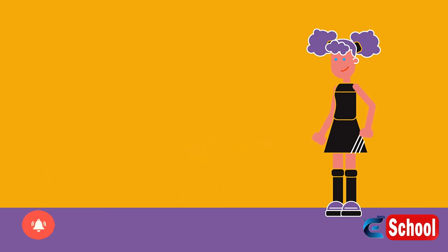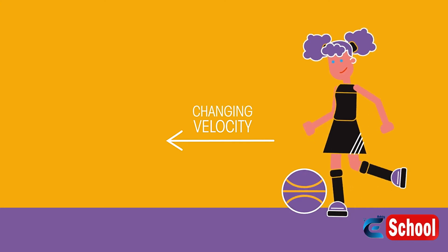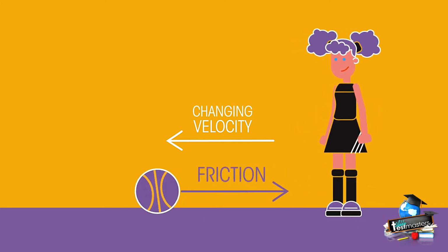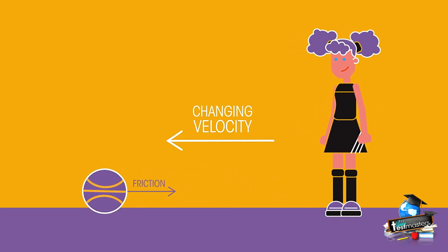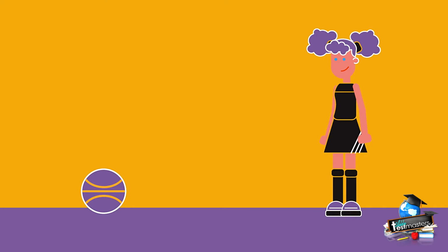Because the ball is slowing down, we can say that its velocity is changing. By Newton's first law, this means that the ball is experiencing an unbalanced force. In this case, it's the force of friction that opposes the motion and eventually stops the ball. Note that there is no forward force on the ball. She is no longer kicking the ball, so there are only backward frictional forces which slow the ball to a stop.